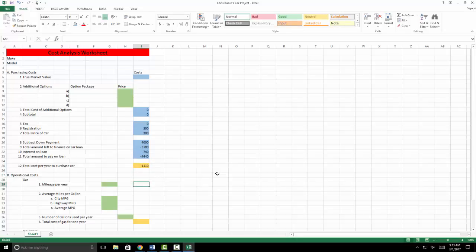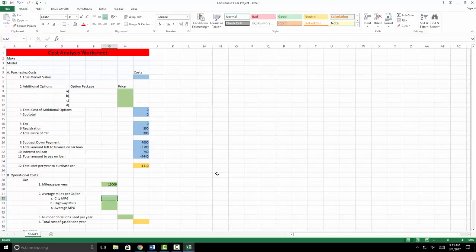All right, operational costs. So let's go to G29 now. If you're a male, you're going to insert 15,000, and if you're a female, you're going to insert 10,000. For some reason, there's a general assumption that men drive further than females.